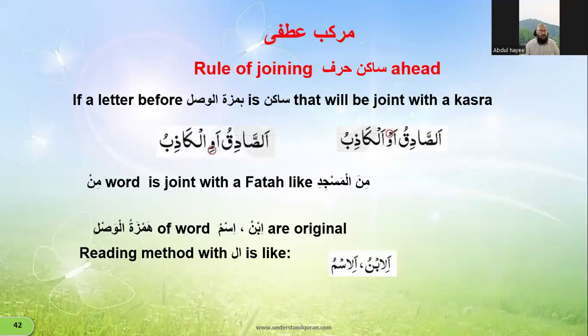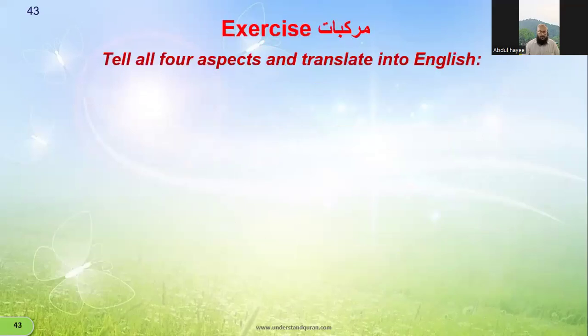Then look, there are two words, ibn and ism. Their hamza is original. It is not removed in joining. Like al ibn, al ism. We will keep the hamza here. So there are four types.